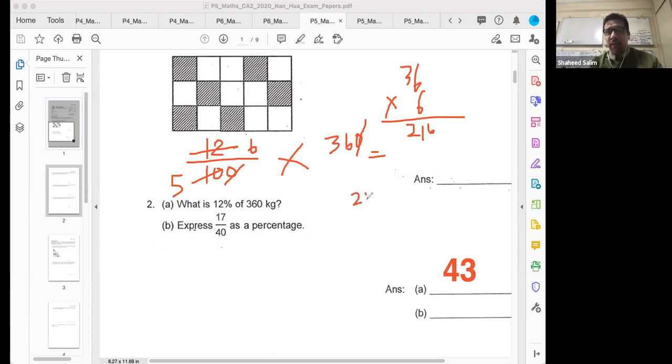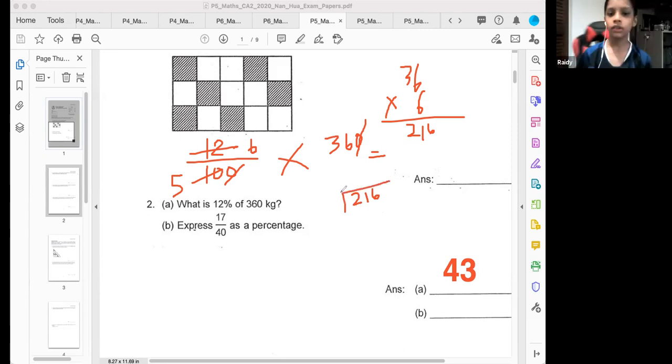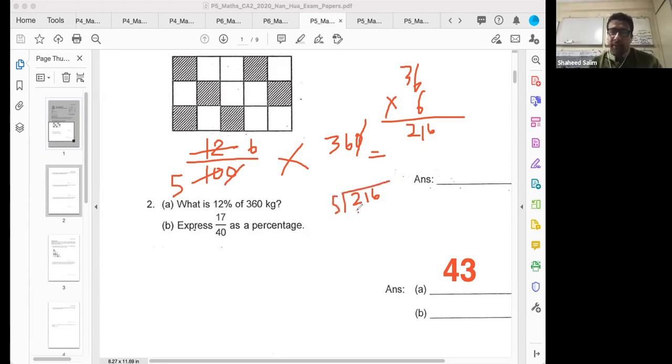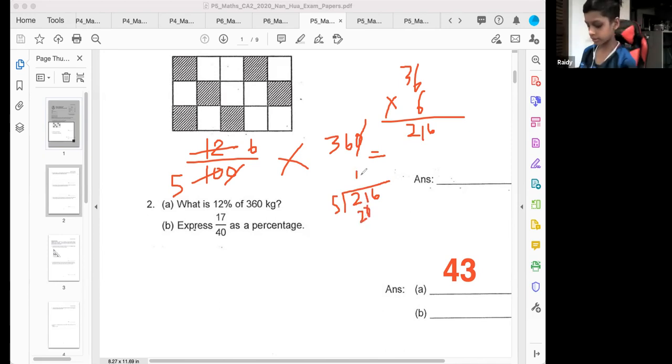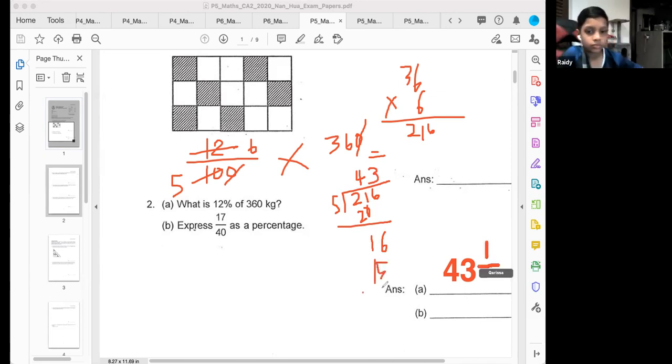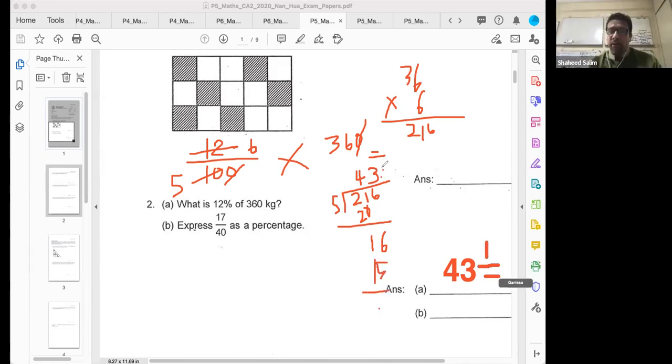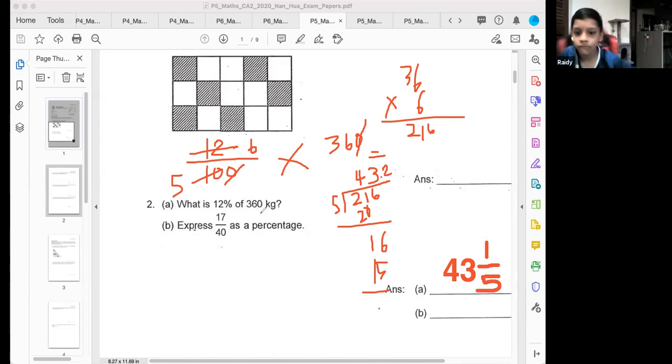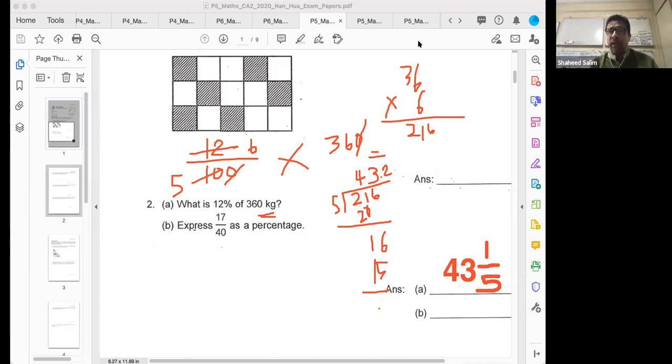So let us see. 216 divided by 5. Yeah, you get 43 point something, is it? Yeah, you're correct. Then you bring down the 43.2. Bring down the 6. Yes, well done. So are we okay now? So this is 43.2, it'll be kg. And the next one, you all just times by 100. Okay, can you try the next one then?